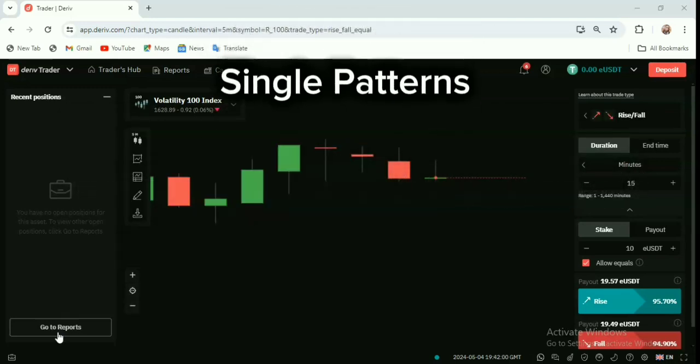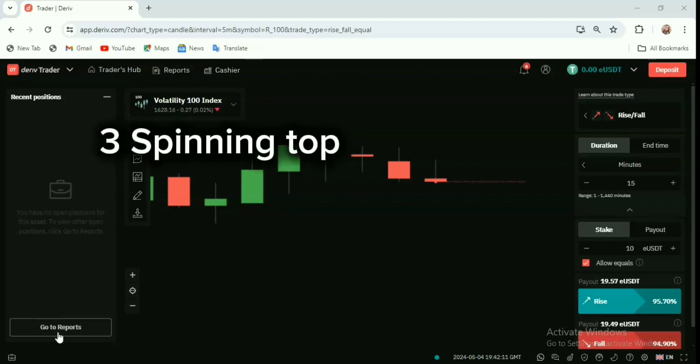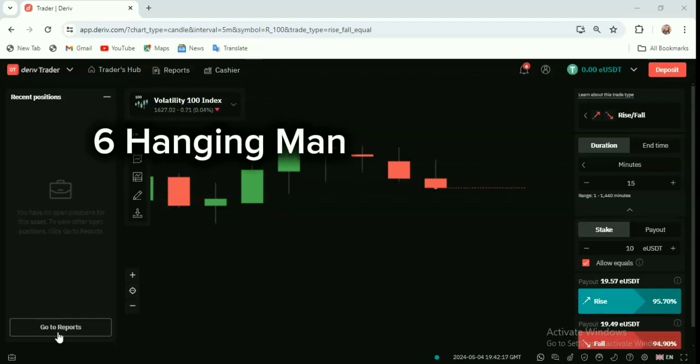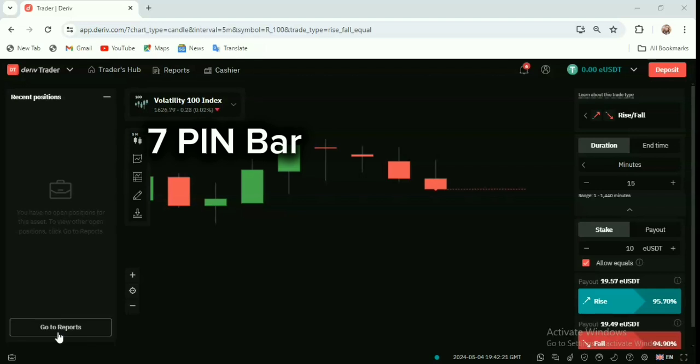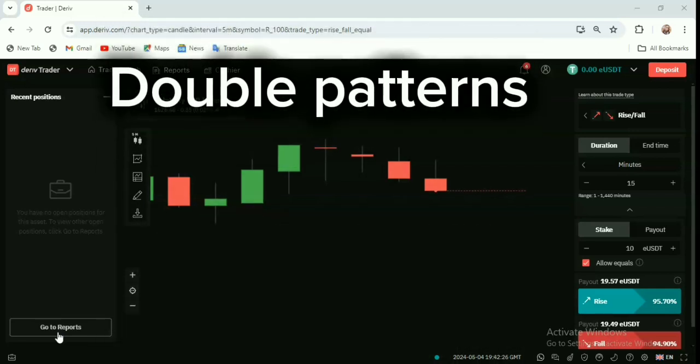Examples of the single patterns: one, we have the doji, meaning indecision. Two, we have the hammer. Three, the spinning top. Four, the marubozu. Five, the shooting star. Six, the hanging man. Seven, the pin bar, etc. There are more.